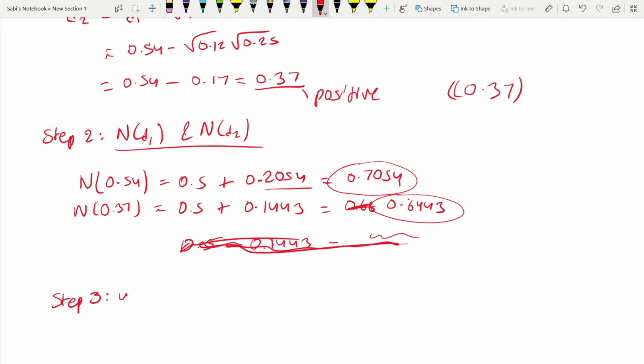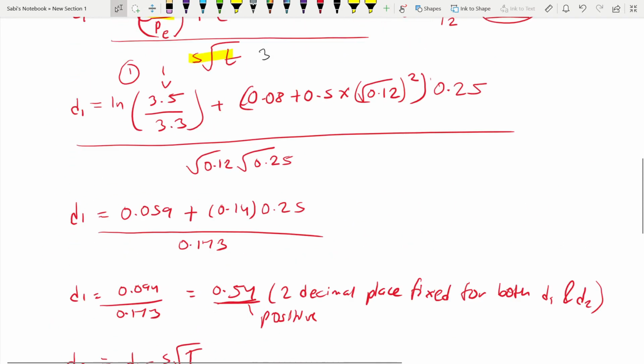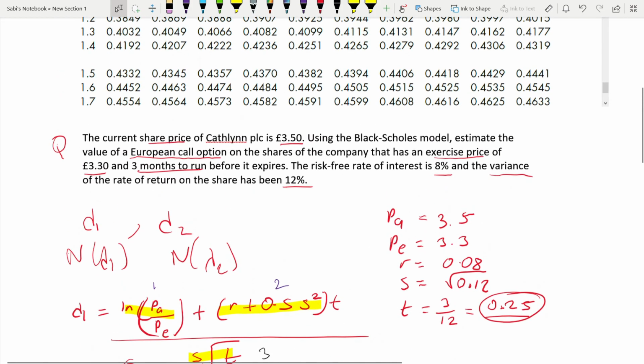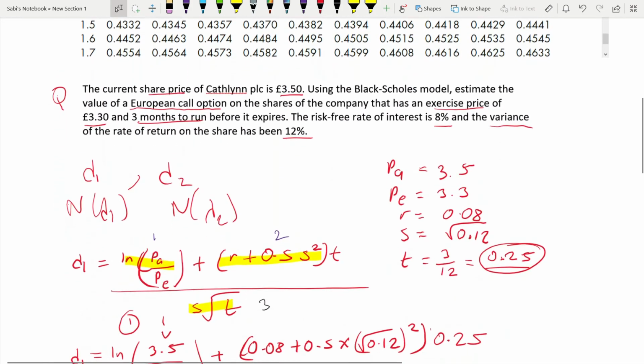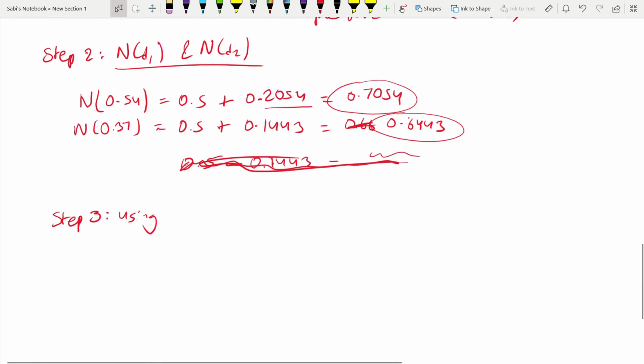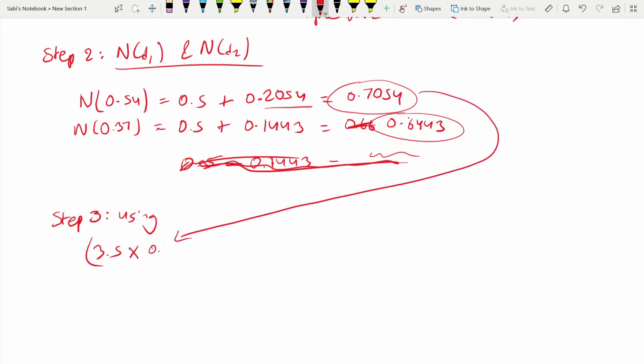Use the Black-Scholes option pricing model finally, right? So what is it? If you see the formula up here again, the formula is not given here, but I wrote the formula for D1 and D2. Anyway, the formula is that you have to multiply the PA with ND1. PA is your share price, 3.5, multiplied by ND1, which is 0.7054. If you see the formula, you will understand this. It is PA into ND1 minus PE, your exercise price, which is 3.3.